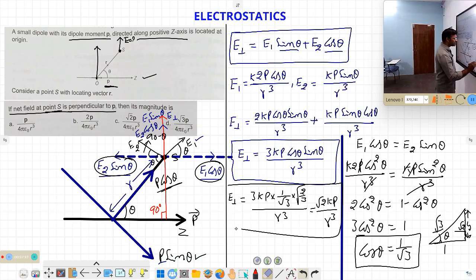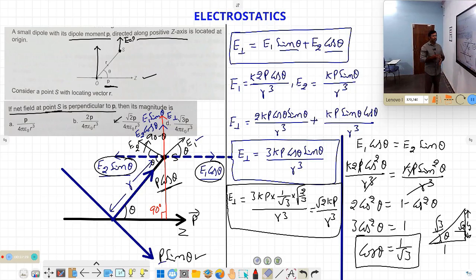Check the solution once with the options we have. What is k? K is the constant 1 by 4 pi epsilon naught, so I can write this as root 2 p by 4 pi epsilon naught r cube. So option C is correct: root 2 p by 4 pi epsilon naught r cube.